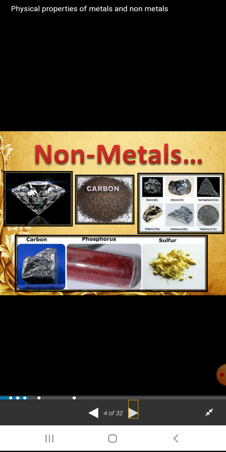Non-metals. Let us look about non-metals. For example, carbon, phosphorus, sulfur are some of the best examples of non-metal. Let us look more about non-metals in the following slides.